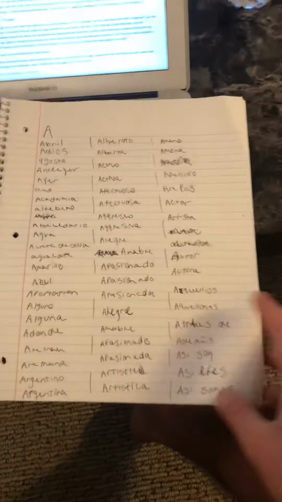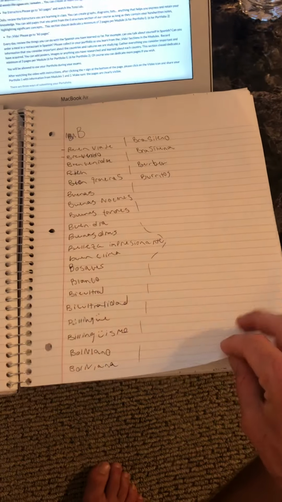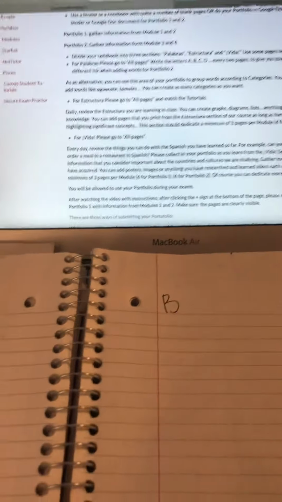And here's the A, like I had mentioned. There's a lot of A's. And then there's B. And now we're about to go to the second section of my portfolio, which is the estructura.